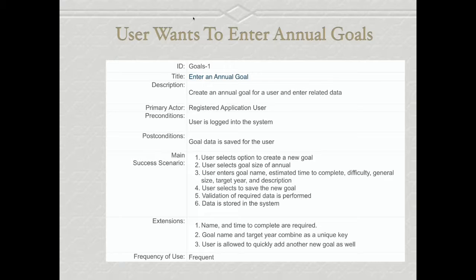So we know that if I enter a goal name of Rob's goal for 2017, then there is not going to be another Rob's goal 2017. Whether that's for the user or for the entire system remains to be seen, but we've at least specified that much. And the user is allowed to quickly add another new goal as well. So it's simply stating there that, by the way, when we enter a goal, there should be a way to quickly enter successive goals. Haven't detailed it too much, which is what we want to avoid.